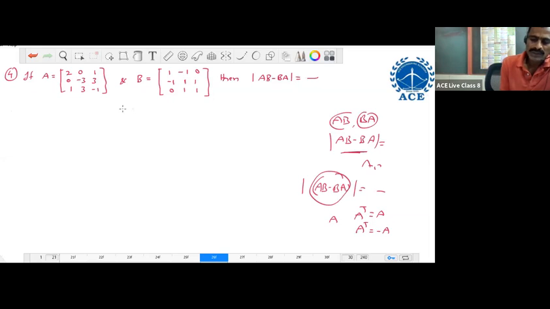Why are we checking this? Here A and B are symmetric matrices only. Just observe the elements of both matrices.